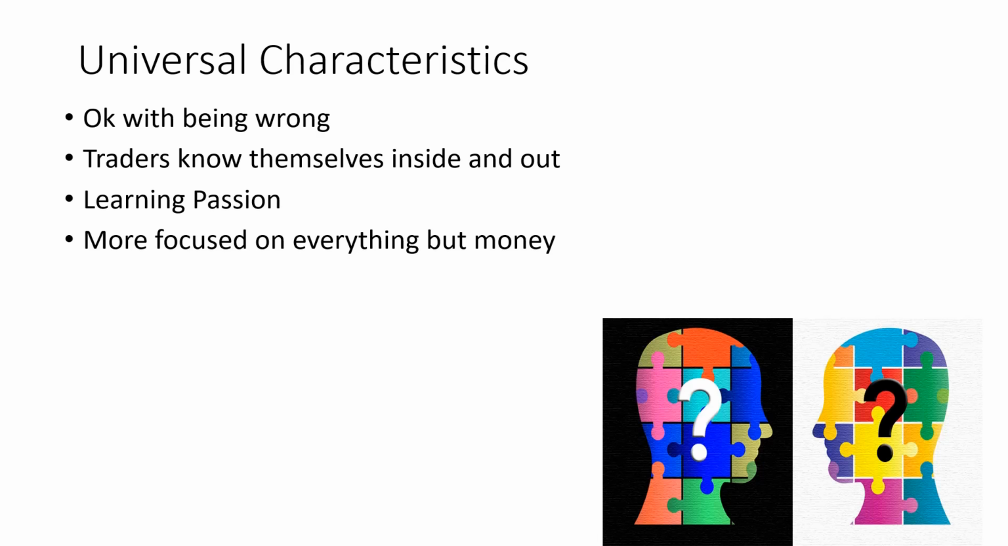But universal characteristics are things like this: being okay with being wrong, traders who know themselves in and out. I speak to traders who are successful in what they do, and they know their limitations and they know their weak points and they know their strong points. And as a trader myself, as I became more experienced in the market, I began to realize, okay, I'm good at this, I'm good at that. I'm not good at this, and I'm not good at that.